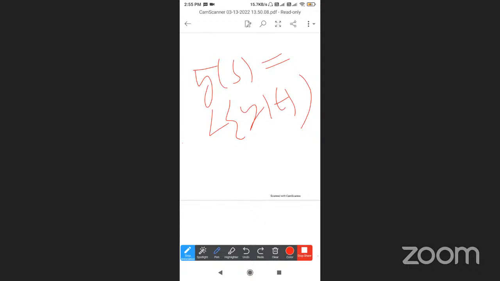The Laplace transform of y double dash plus n square y: using the formula, y double dash gives S square y bar of S minus S into y of 0 minus y dash of 0, plus n square into y bar of S. So we can take y bar of S common. Then y bar of S is equal to a n cos alpha by S square plus n square whole square, plus a sin alpha into S by S square plus n square.